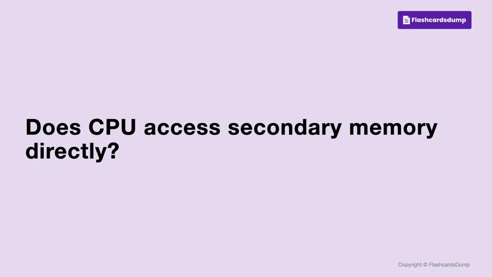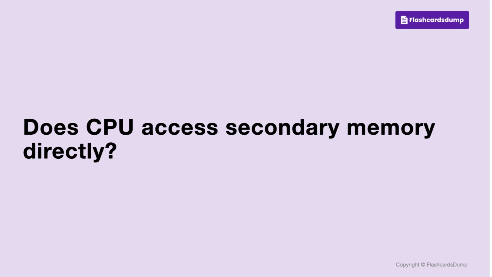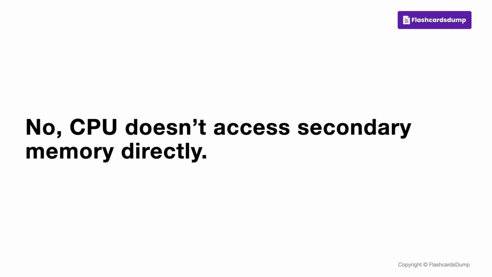Does CPU access secondary memory directly? No, CPU doesn't access these memories directly. Instead, they are accessed via input-output routines. The contents of secondary memories are first transferred to the main memory, and then the CPU can access it.